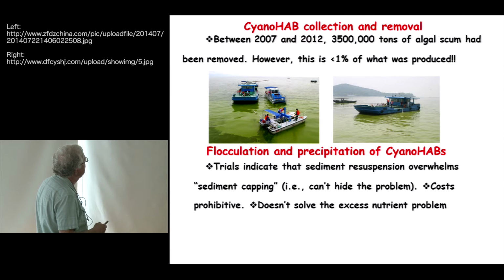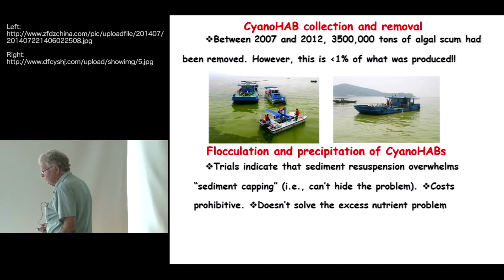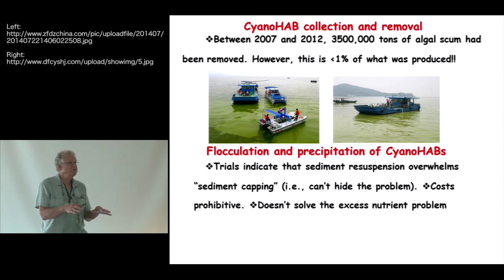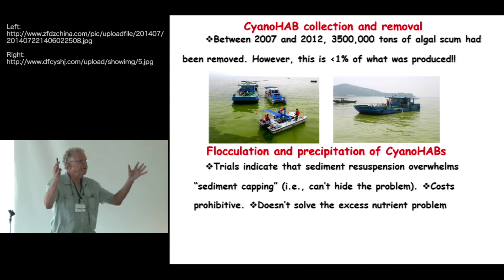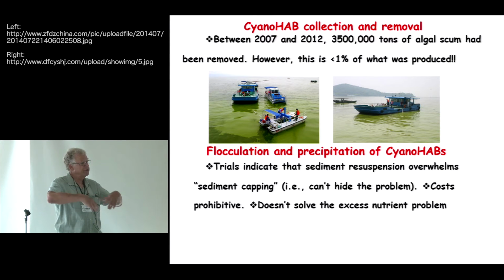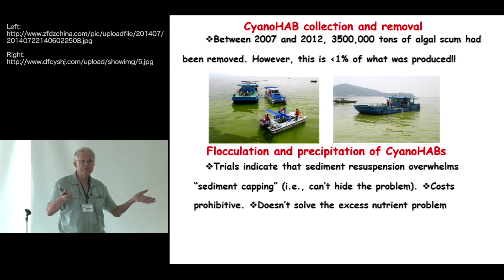And lastly, flocculation and precipitation of the blooms. That works in the short term. It sort of hides the problem. But it doesn't really work in the long term, because all you're doing is taking the nutrients down into the sediments, and then ultimately in a shallow lake like Taihu, it'll just come back through sediment resuspension.